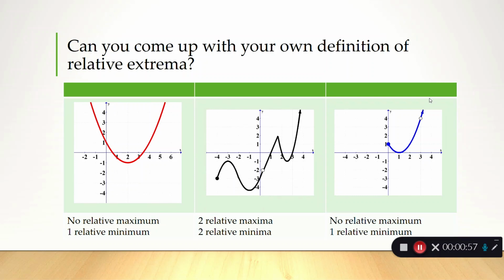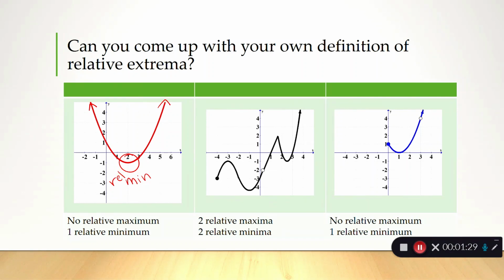So in this first red graph, I should have arrows on the endpoints. If you don't see arrows, that's implied to be arrows, unless there's a definite closed dot or open circle. Anyhow, this first red graph only has one relative minimum down here, and there are no relative maxima.